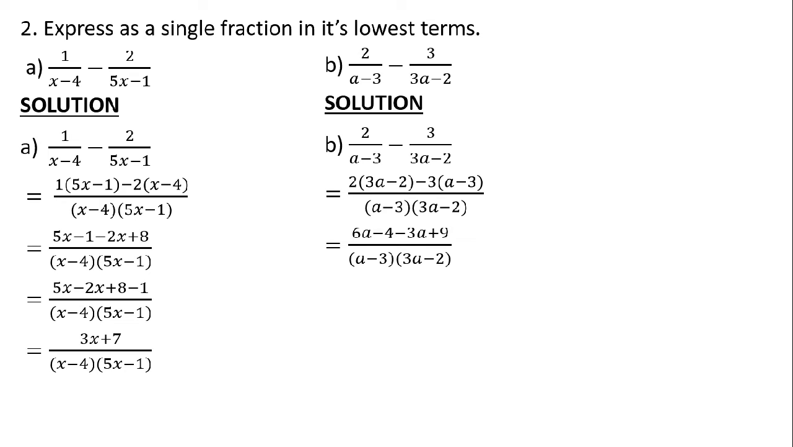From there, what we are going to do is to group the like terms together. 6a minus 3a are like terms. Positive 9 and negative 4 are like terms. Like terms can be simplified and unlike terms cannot be simplified. So we have 6a minus 3a plus 9 minus 4. 6a minus 3a is giving us a 3a. 9 minus 4 is giving us a 5. So our answer will be equal to 3a plus 5 divided by, open your brackets, a minus 3, close your bracket, open your bracket, 3a minus 2, close your bracket.